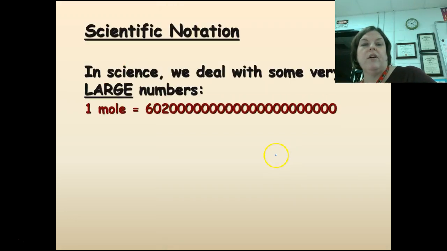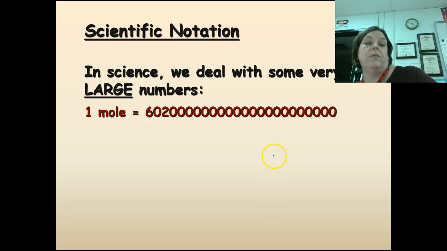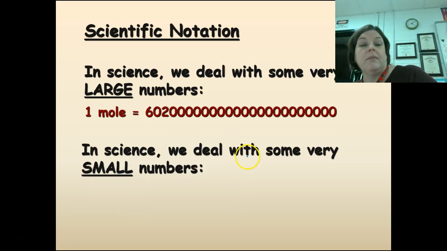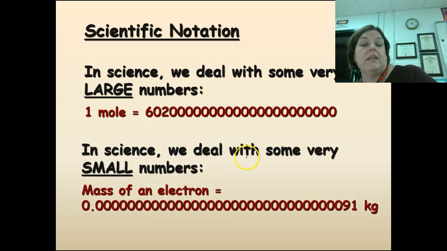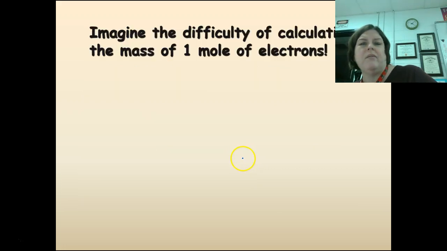In science, we deal with some very large numbers, like this number, 6.02 followed by a very long string of zeros. And every time you have to do a calculation, you have to write out all of those zeros or type them in the calculator. And sometimes we deal with very small numbers, like the mass of an electron. And I'm not even going to say all those zeros, okay? So how do we deal with that?